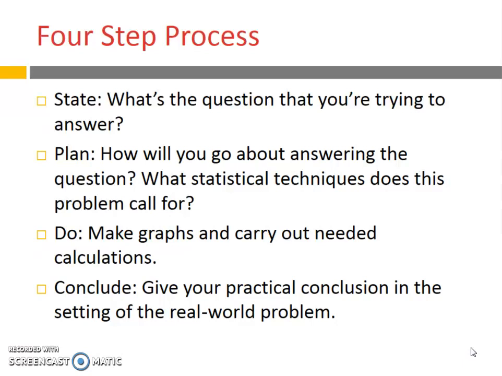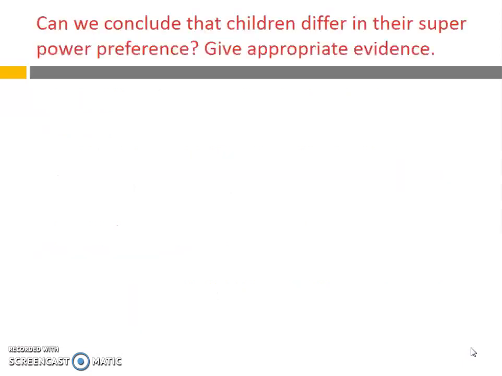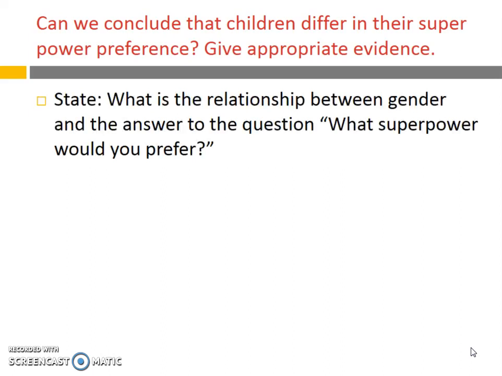So, based on our superpower gender example with these kids, we want to know, can we conclude that children differ in their superpower preference? Give appropriate evidence. This is a perfect time to use our 4-step process. So the first step, state. What do we want to know? We want to know, what is the relationship between gender and the answer to the question, what superpower would you prefer? That's what we want to know. What is that relationship? Is there an association there? So it's basically just restating the question in a way that makes more sense.